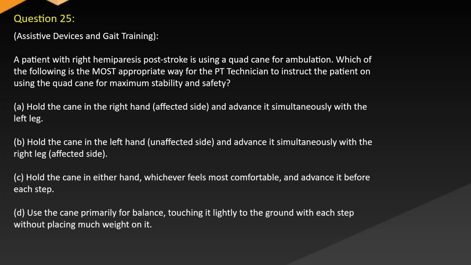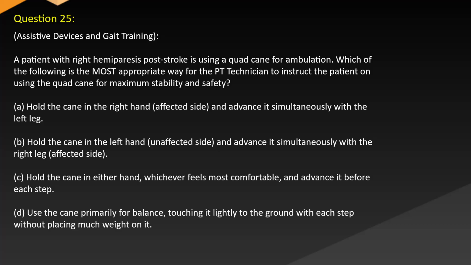Assistive devices and gait training. A patient with right hemiparesis post-stroke is using a quad cane for ambulation. Which of the following is the most appropriate way for the PT technician to instruct the patient on using the quad cane for maximum stability and safety?